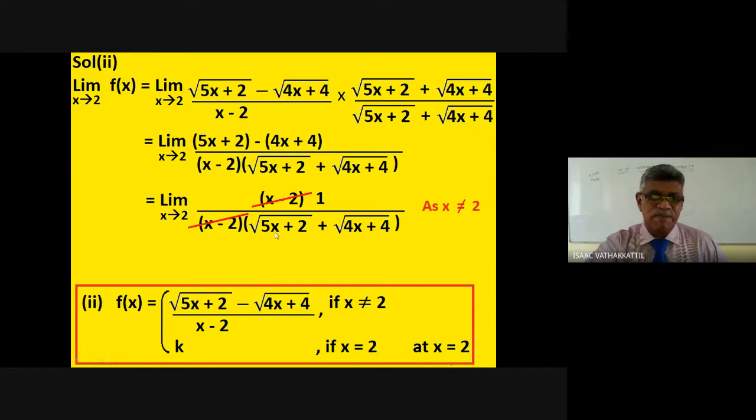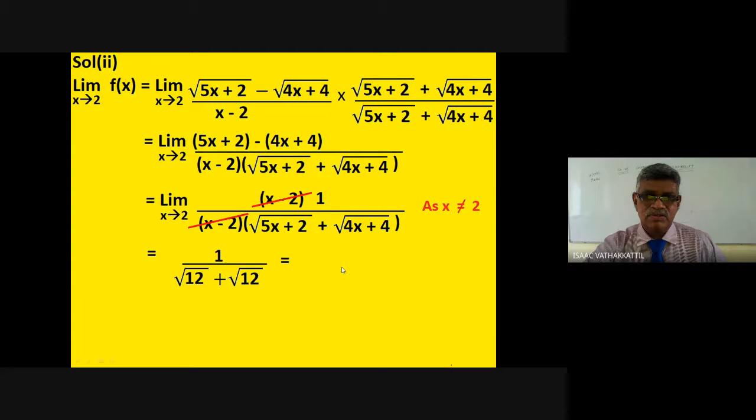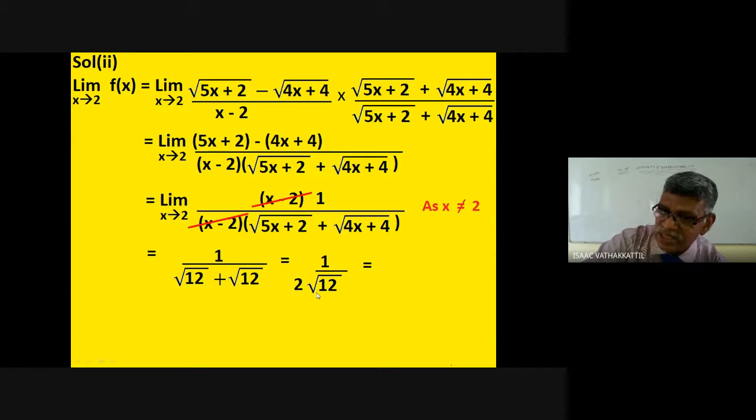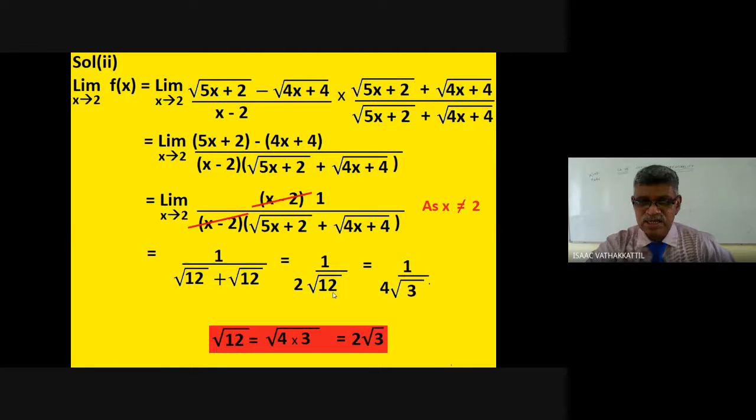Now at this point we can apply the limit, because when x tends to 2, this becomes under root 10 plus 2, 12, plus under root 8 plus 4, 12. That is 1 by 2 root 12. But root 12 is root of 4 into 3, that is 2 root 3. So ultimately you have 1 upon 4 root 3.